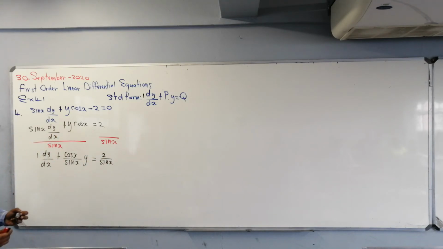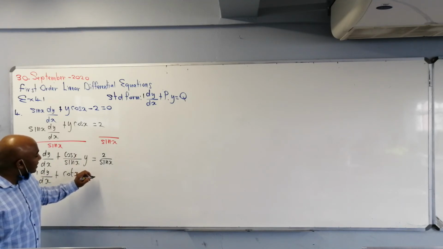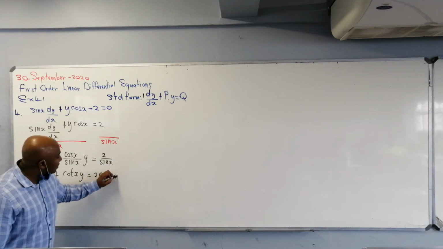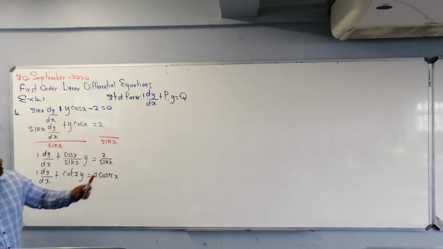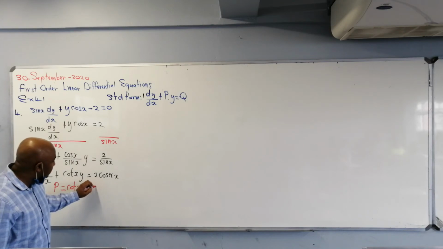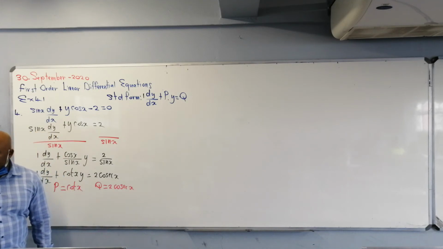So now, if you want to, you can simplify it further. Cos over sine from your trigonometry is cot. 2 over sine is 2 times 1 over sine, which is cosec. Right, so now we need to identify P and Q. So P is equal to cot of x, Q is equal to 2 times cosec of x.